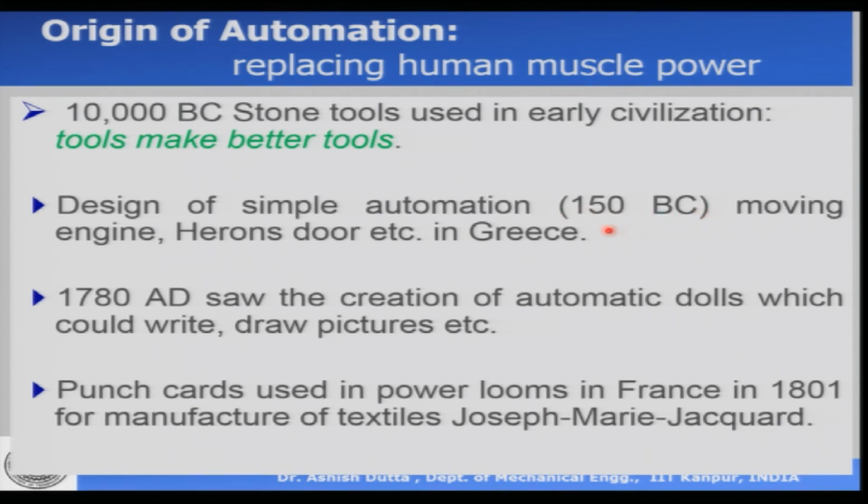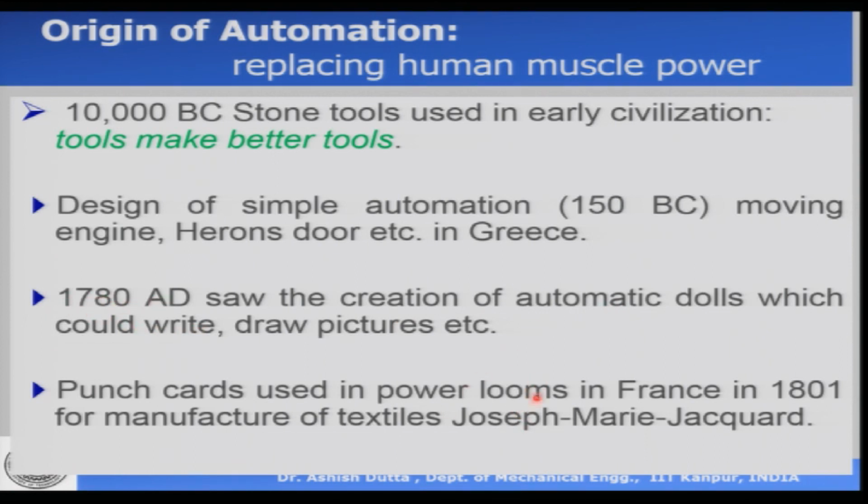Now as we progressed further, about the 1980s, we saw the automatic creation of automatic dolls which could write, draw pictures, and these dolls are still there in several museums around the world. For example, the Robotics Museum in Nagoya in Japan still has some of these automatic dolls which can automatically draw pictures, serve tea, and the date is about 1780 AD.